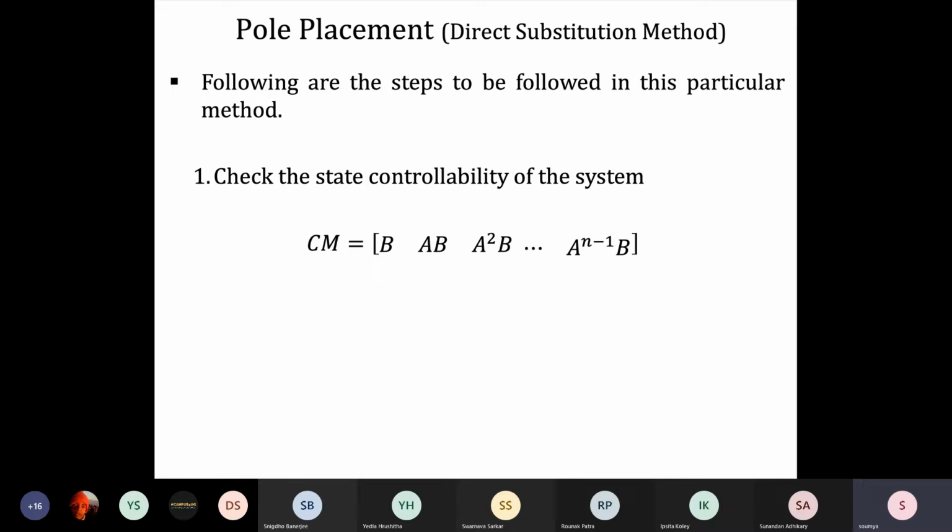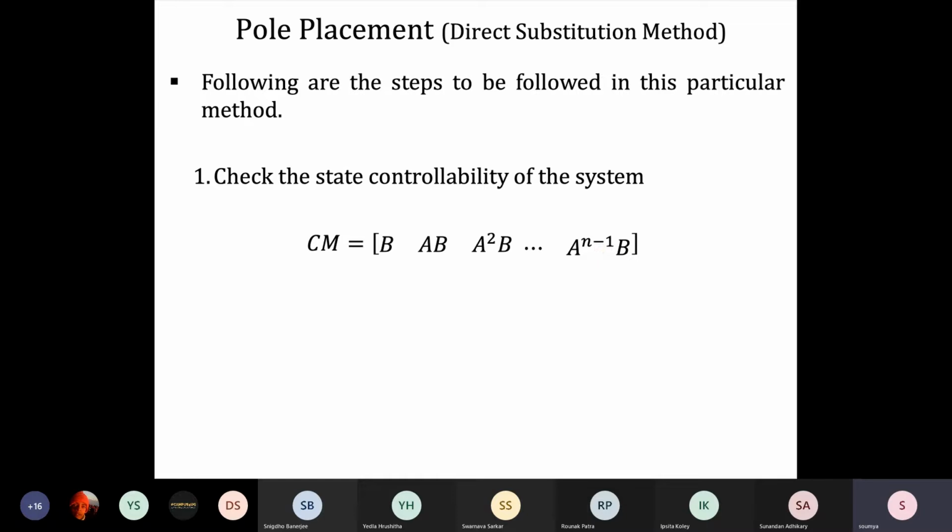So first we are given the system. Once you are given the system, you know what the A and B matrices are, right? So what you do is you take this overall matrix called the state controllability matrix. That is a collection of B, AB, A squared B up to A to the n minus 1 B, where n is the number of state variables in your system.